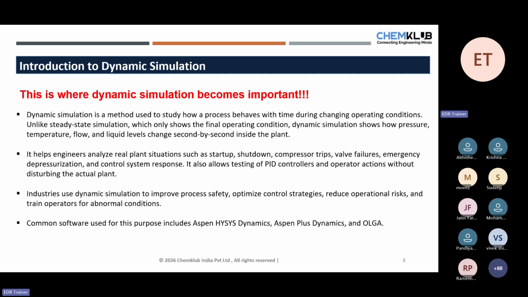So today some commonly used software platforms are Aspen HYSYS and Aspen Plus. HYSYS is normally used for refineries, while Plus is normally used for chemicals and petrochemicals. HYSYS again is used for gas processing.